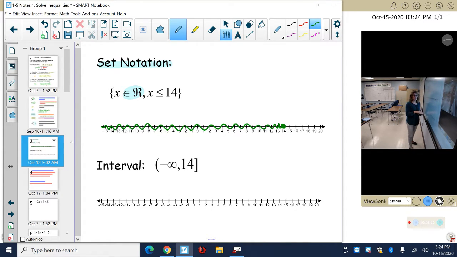Interval notation looks like an ordered pair, but it's totally not. It is just simply going to be a starting point and an ending point. So the starting point for me to shade is going to be all the way down at negative infinity, and then this is going to go all the way to 14, except I have a bracket at 14, and the bracket says that it can be 14. So that is another example of that, okay?